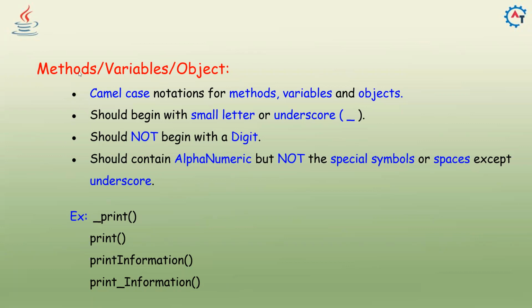The same thing is applicable for method, variable, and object. So this is only a method, not an object or variable, but the same rules apply. Once you start writing the code and create a variable, we will see it there, but the rules are the same.